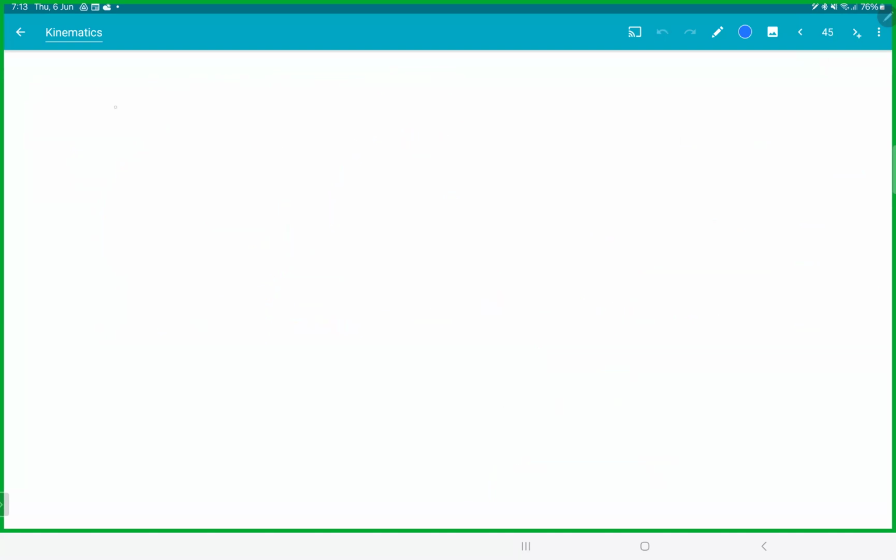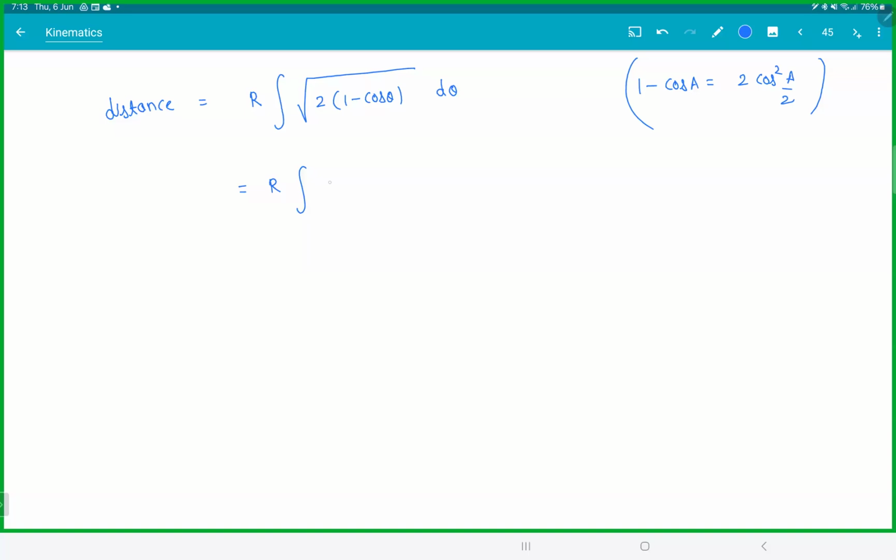Turn the page. The problem with mod v dt, finding that v bar, it will be quite complex. You can, but it will be complex. So take 2 common, you end up with root over 1 minus cos theta d theta. And we know 1 minus cos A is what? 2 sine square A by 2. Hope you remember the trigonometry formula. This would be r root 2 into root 2 sine theta by 2 d theta.